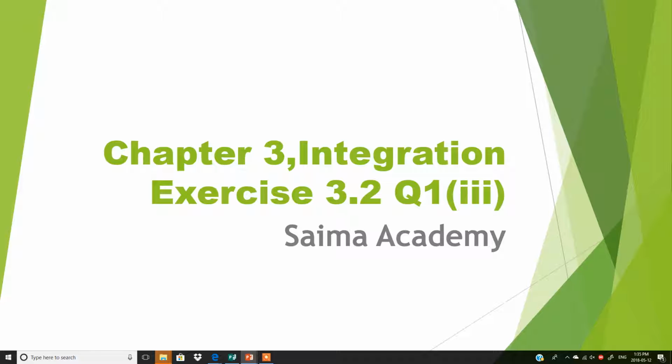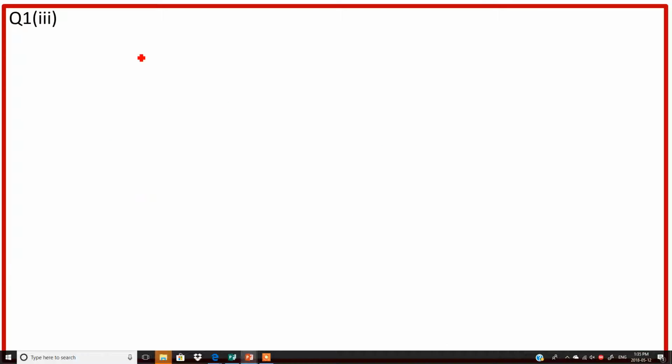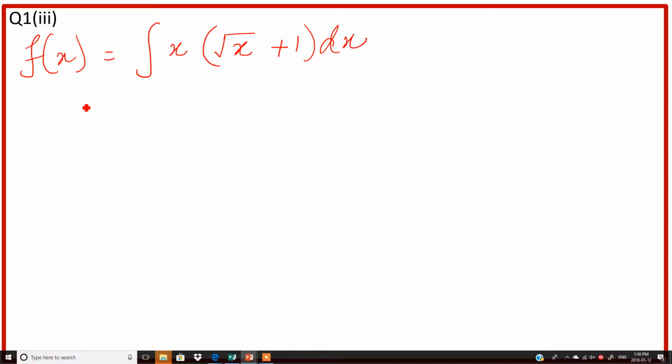In this lesson, we will discuss chapter number 3, integration, exercise 3.2, question 1, part 3. The question we have: the function f(x) is equal to the integral of x times the square root of x plus 1, dx. We have to integrate this.